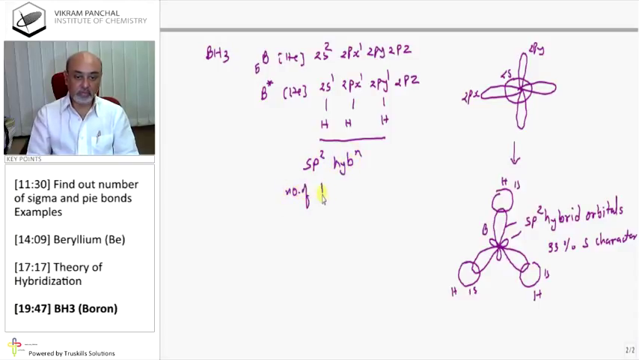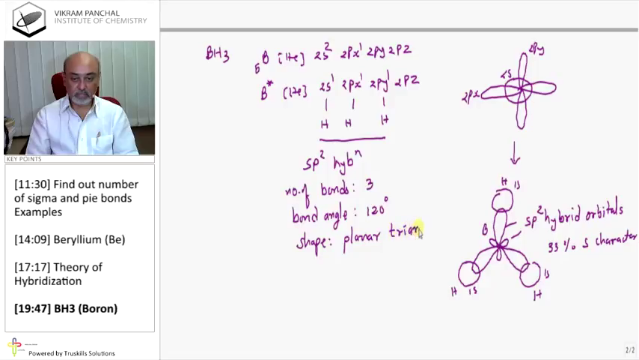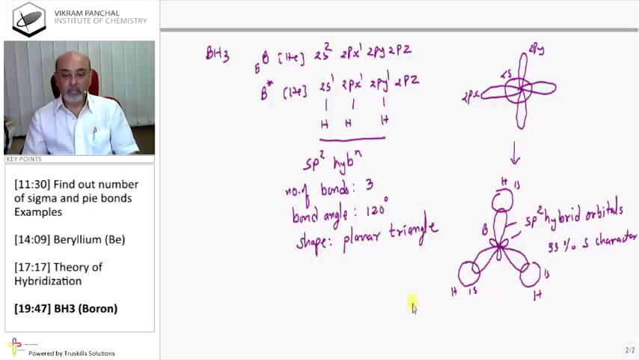Number of bonds: 3. Bond angle: 120 degrees. Shape: planar triangle. So BH3 is a planar triangle. Any molecule having sp2 hybridization is always like this, and the angle is 120 degrees.